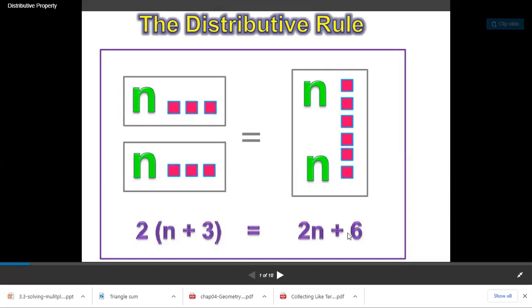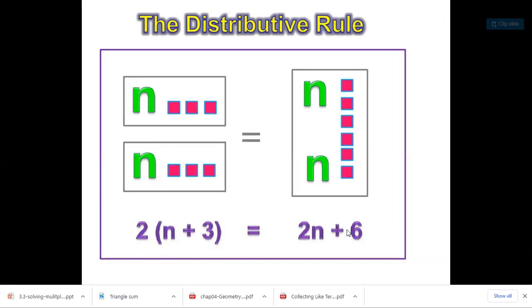Could I ask you a question? Can I simplify 2n plus 6 now? Can we simplify it more, or do we have to stop like this? 2n plus 6. Can we or can't we?